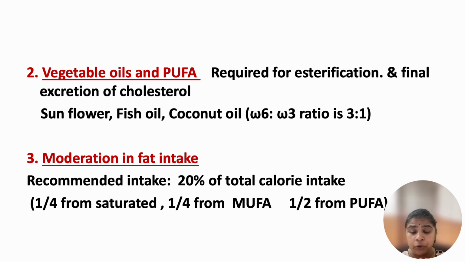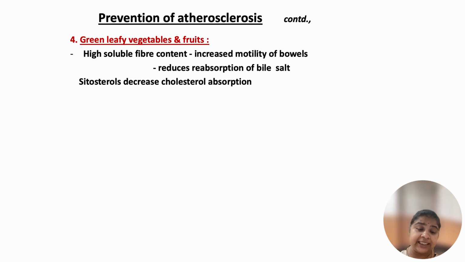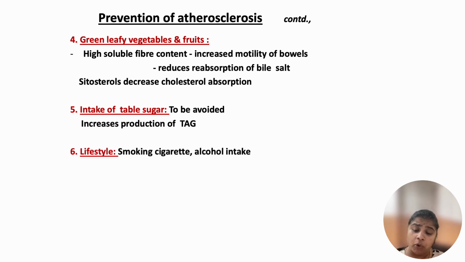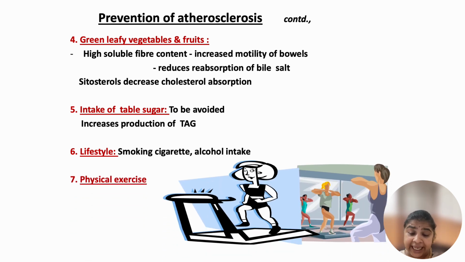Then, moderation in fat intake: fat should not exceed more than 20% of the calorie intake. We should increase the amount of green leafy vegetables and fruits, because they have a high fiber content which traps the cholesterol and decreases its absorption. They also increase the motility of the bowels and decrease the reabsorption of bile salts, so they help in its excretion. Avoid excessive consumption of table sugar, because, as we have seen previously, any excessive carbohydrates taken in will be channeled towards synthesis of triacylglycerol and cholesterol. Lead a healthy lifestyle, avoid smoking, moderate alcohol intake, and increase physical activity.